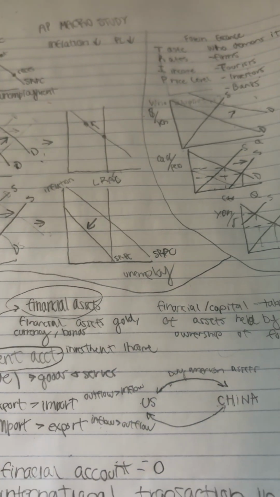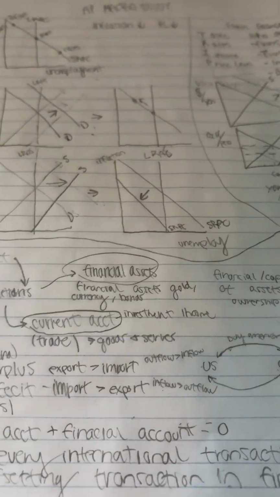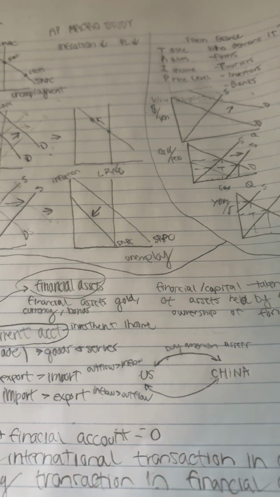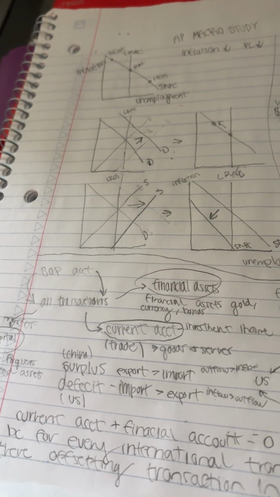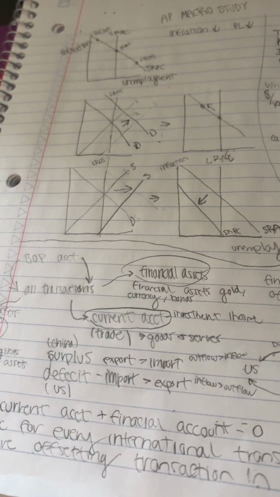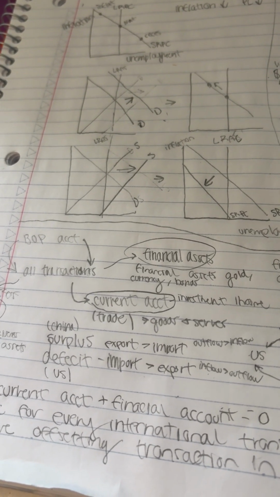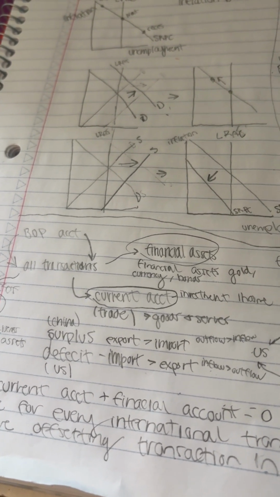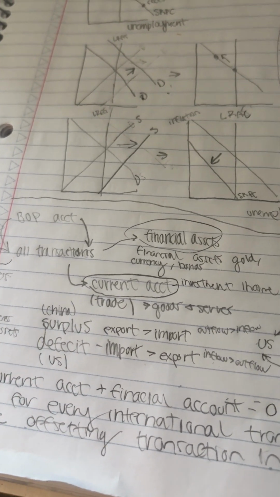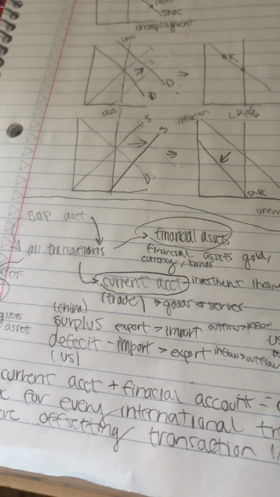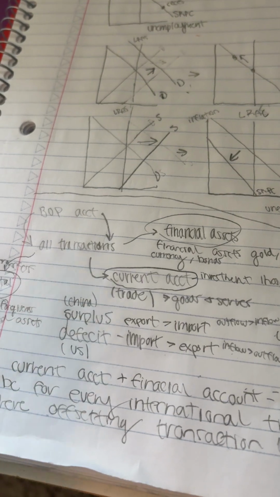And then the financial or capital account is tracking assets held by foreigners. An example of this is for the US, they would be in a deficit because they import more things from China than they export, and China would be in a surplus because they are exporting all these goods to America, so they have more exports than imports.